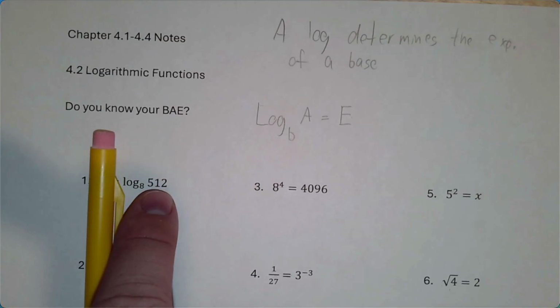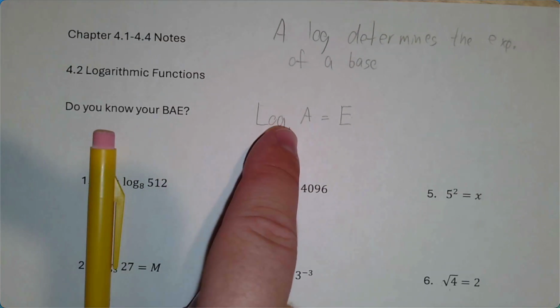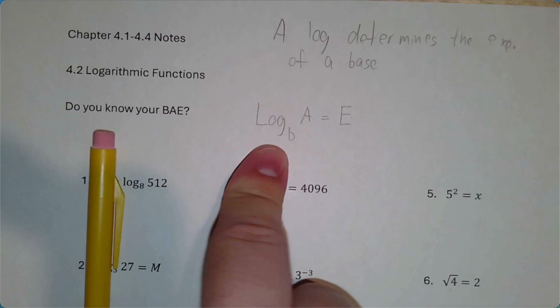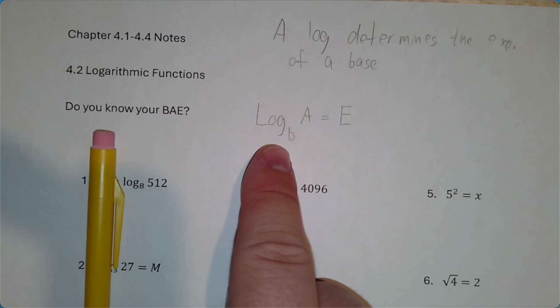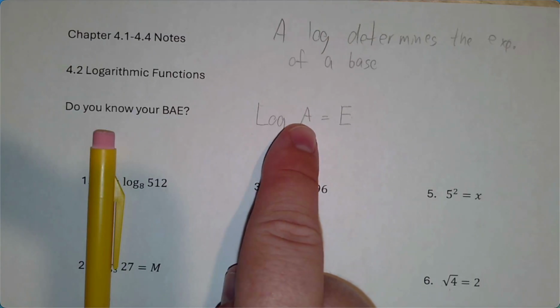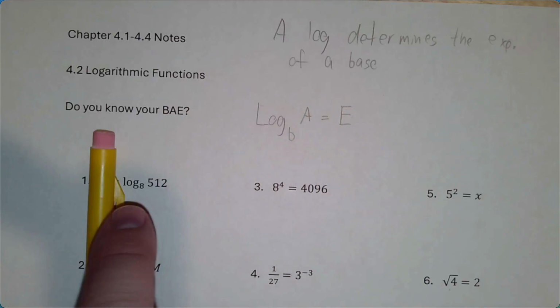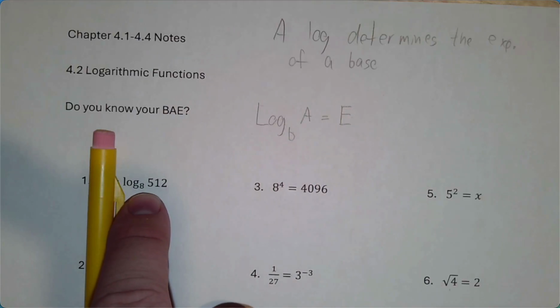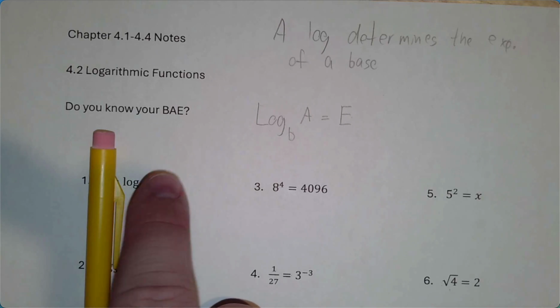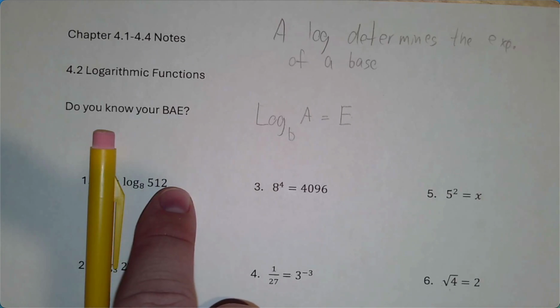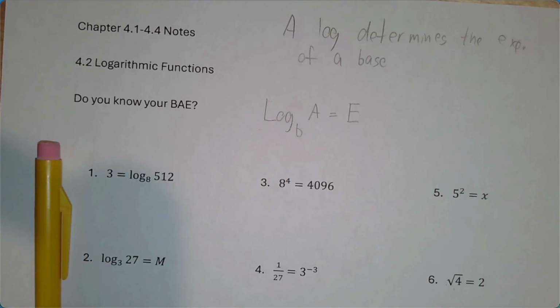So notice what I mean by bae. The acronym is base, answer, exponent. My base is 8. It was raised to some power and gave me an answer of 512. And the question then is, what is the exponent? And here it's just written out. The exponent must have been 3.